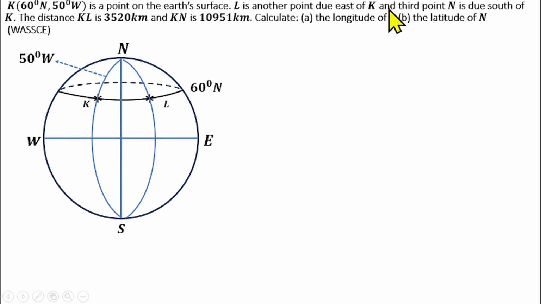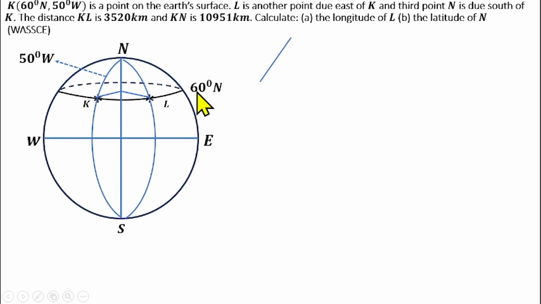Then if you continue the question, we are told there is a third point N, and it's due south of K. So there's another point N somewhere, due south of K. That means a line should join K to N, which should be this line of longitude coming down here, because N is south of K. So N should be around somewhere here.